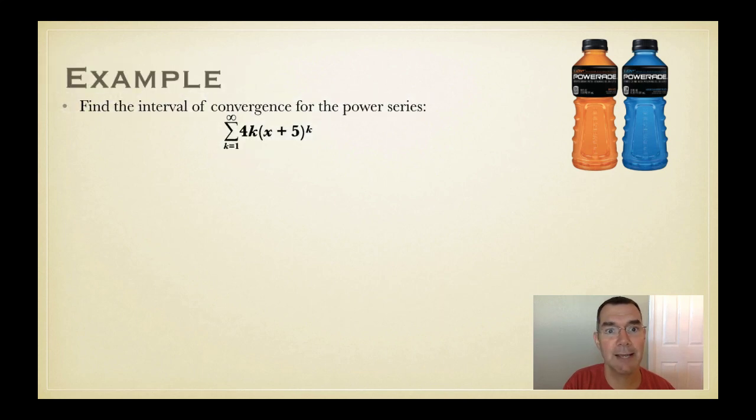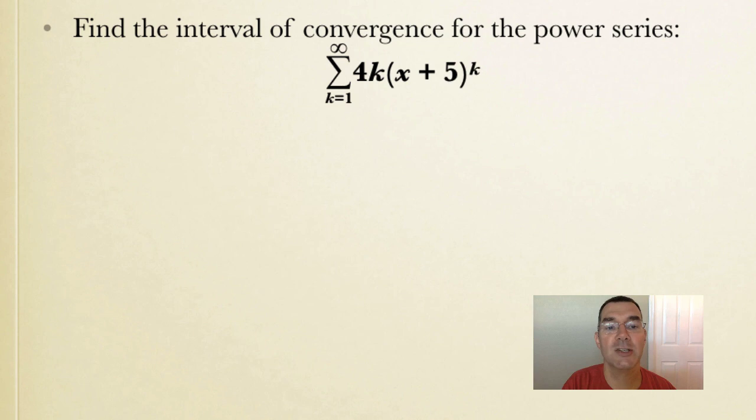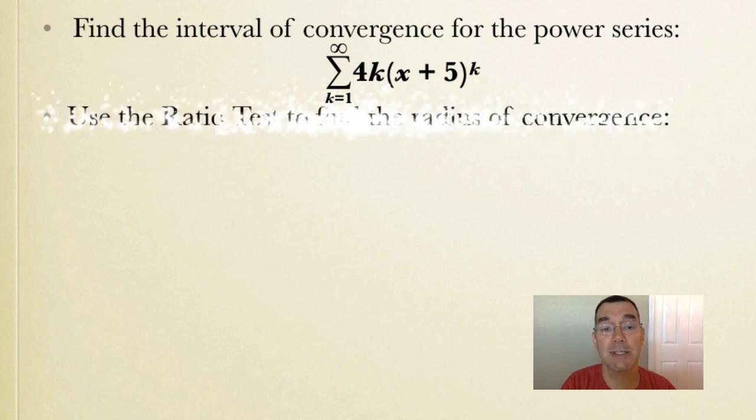All right, so we need an example of this. I need to find the interval of convergence for the power series sum of 4k times (x plus 5) to the k, where k starts at 1 and goes off to infinity. So I want to find out which x's this series converges for and which ones it doesn't.